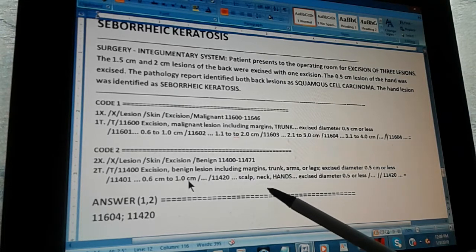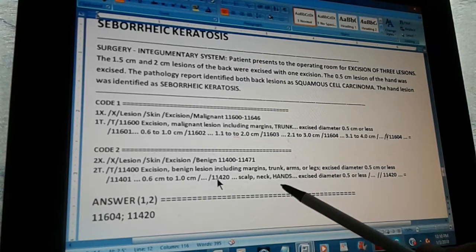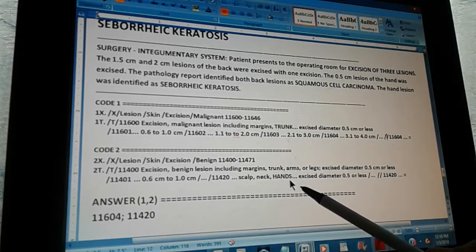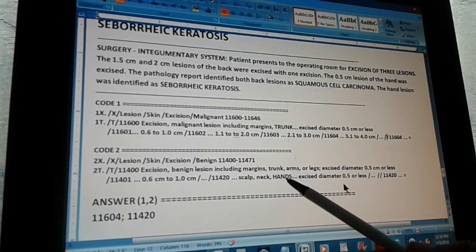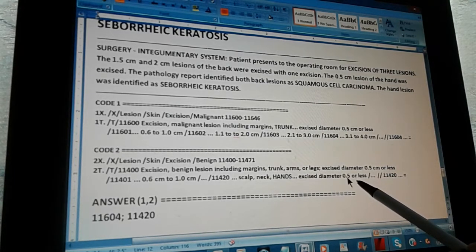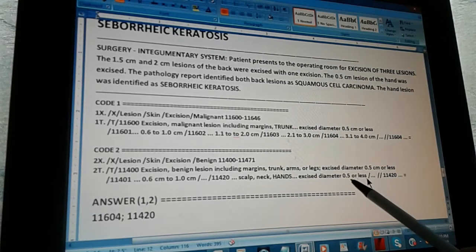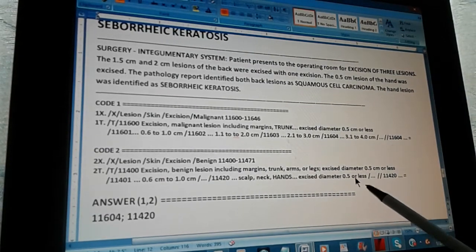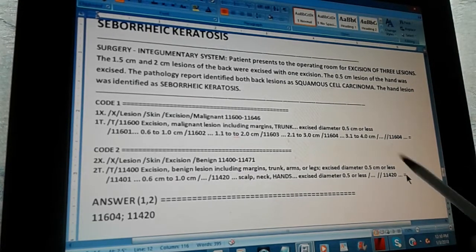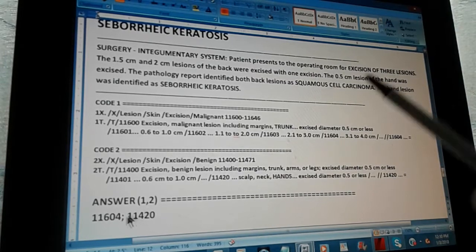11401 is 0.6 centimeters. It's a little bigger, right? But it's the same thing, no hands. What about this one? We move on. 11420 is scalp, neck, hands. We put it in capitals so you understand that this is the keyword, hands. And then the diameter is 0.5 or less. Since our diameter is 0.5, this is our code, right? So we go back to 11420, which is the last one, and that is our code. So the second code is 11420.